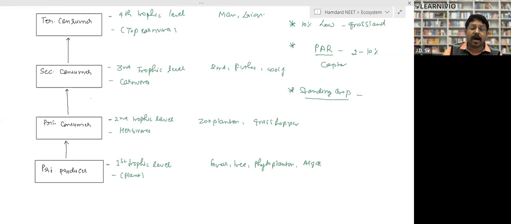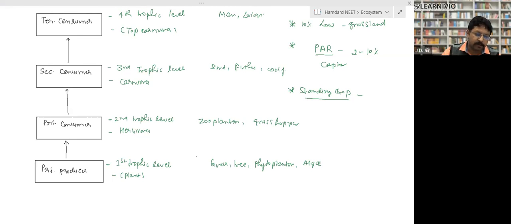Now there are certain animals which eat primary consumers as well as secondary consumers. That means they eat herbivores as well as carnivores, like humans. A human can eat a deer, and a human can eat a lion as well, right? They are called tertiary consumers, and they are the final consumers of the food chain. They are always found at the fourth trophic level, and we call them top carnivores, like lion and human.